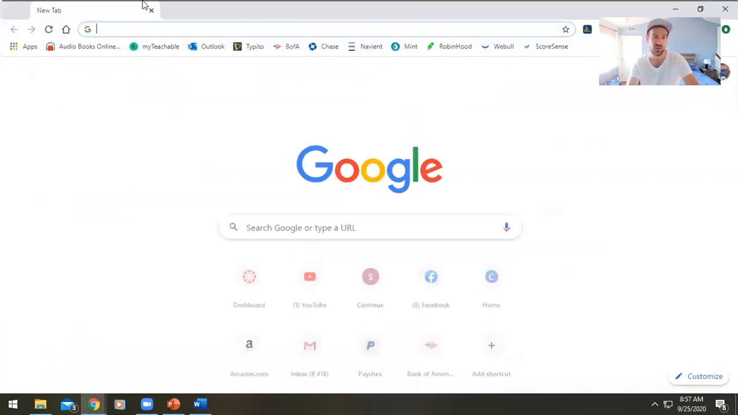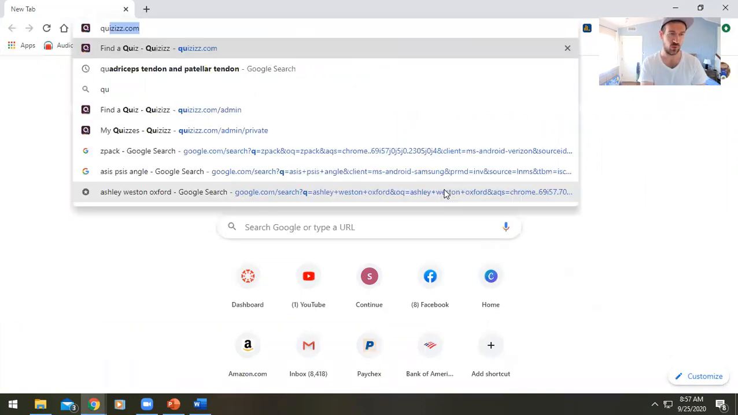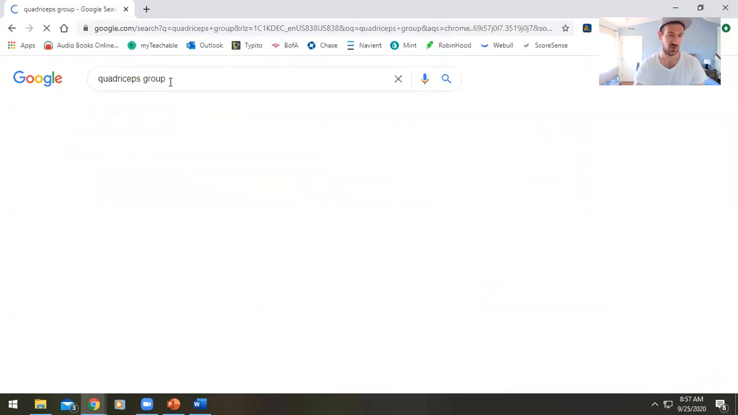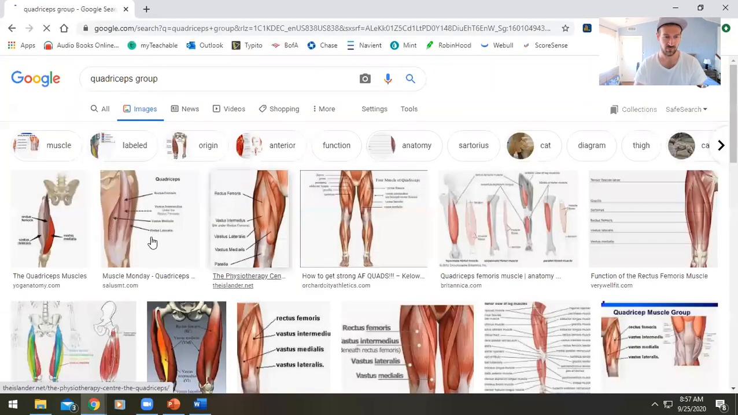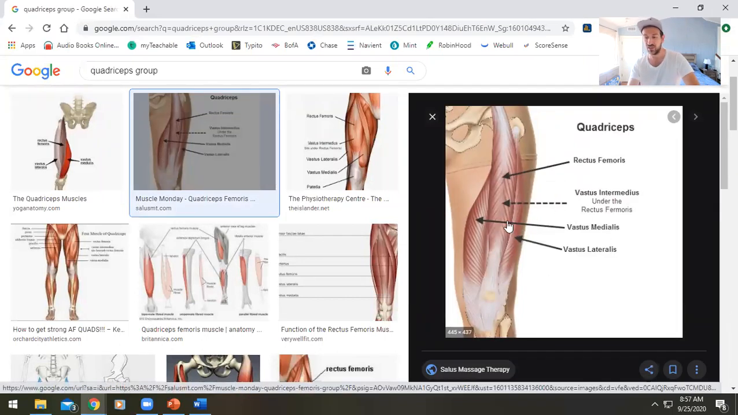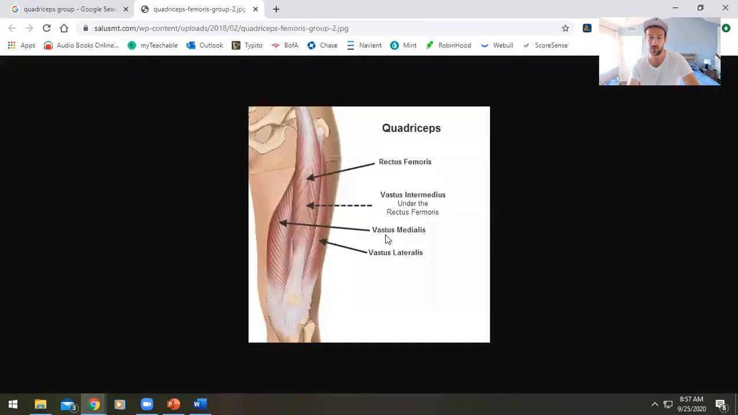So let's just take a look here. I'm just going to pull up, let's go with quadriceps. So let's look at the quadriceps group here. If you look at your quadriceps, you can see these are different muscles. You've got these three, what are called your vastus muscles, or sometimes we'll call them the three vasti muscles. So you've got your vastus lateralis, right?